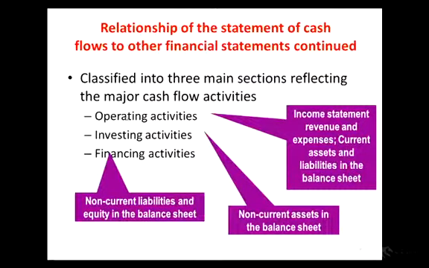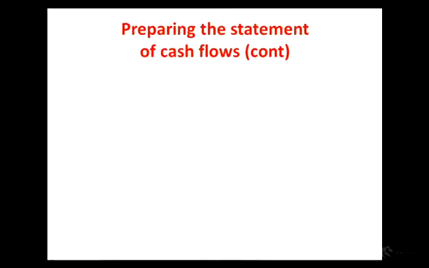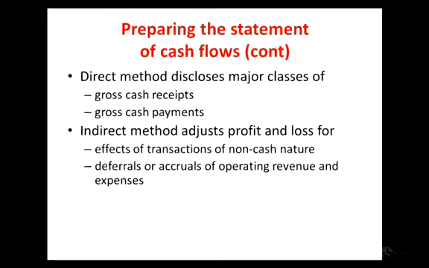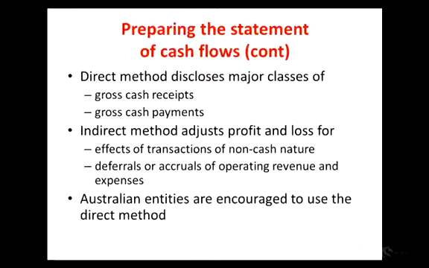Now those 3 little bullets will explain what operating, investing and financing activities are and which financial statement they actually come from. There are 2 methods of preparing the cash flow statement, the direct and the indirect method. The direct method is a very straightforward method. The indirect method is where you try to reconcile the profit and show the reader or the stakeholder whether the profit from the income statement is similar to the cash from operations in the cash flow statement. You're trying to reconcile the two to explain why they are different or why they're not different. Australian companies are encouraged to use the direct method and also to prepare the reconciliation.